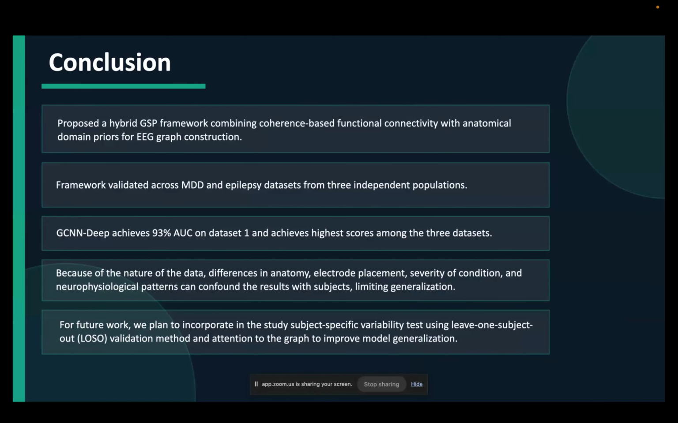So in conclusion, we have proposed a hybrid graph signal processing framework combining coherence-based functional connectivity with anatomical domain priors for EEG graph construction. The framework was validated across MDD and epilepsy datasets from 3 independent populations. GCNN deep achieved 93% AUC on dataset 1 and achieved high scores across the 3 datasets. Because of the nature of the data, differences in anatomy, electrode placement, severity of conditions, and neurophysiological patterns can confound the results, limiting generalization. For future work, as I have already said, we plan to incorporate subject-specific variability tests using the leave-one-subject-out validation method and attention in the graph to improve model generalization.